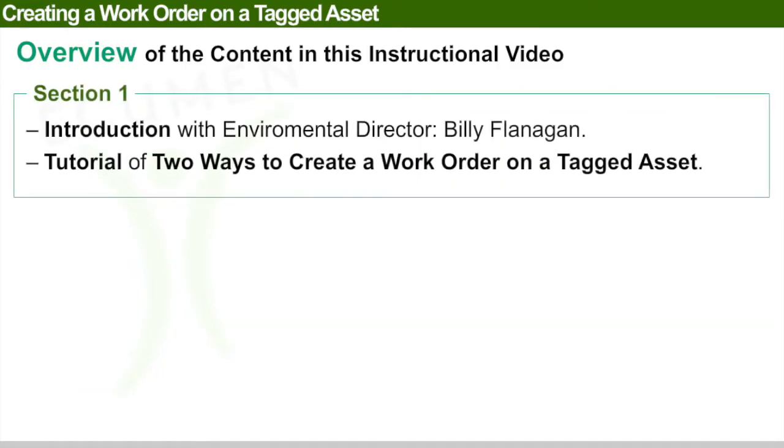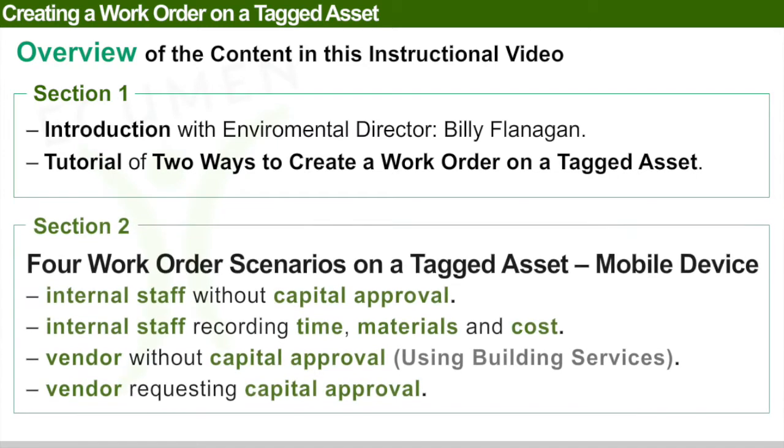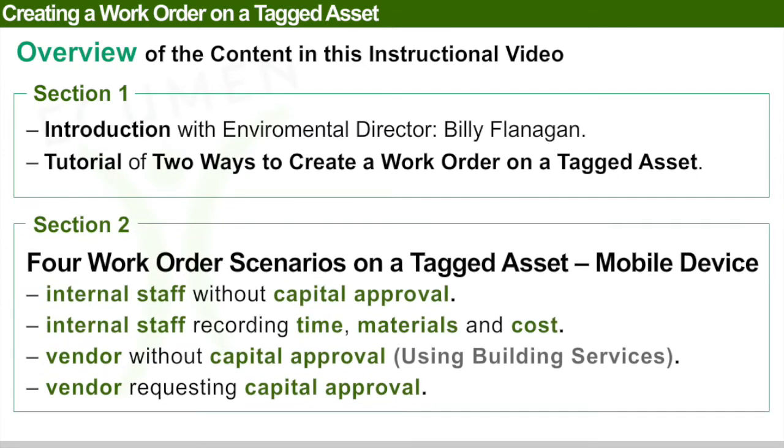We're going to start with a brief introduction with Environmental Director Billy Flanagan at Seasons at Maplewood, followed by a brief tutorial showing you 2 different ways to create a work order from scanning an asset tag. And then we have 4 work order scenarios that deal with things like working with vendors, work orders requiring capital approval, Tels billing services, repair records, and service providers.